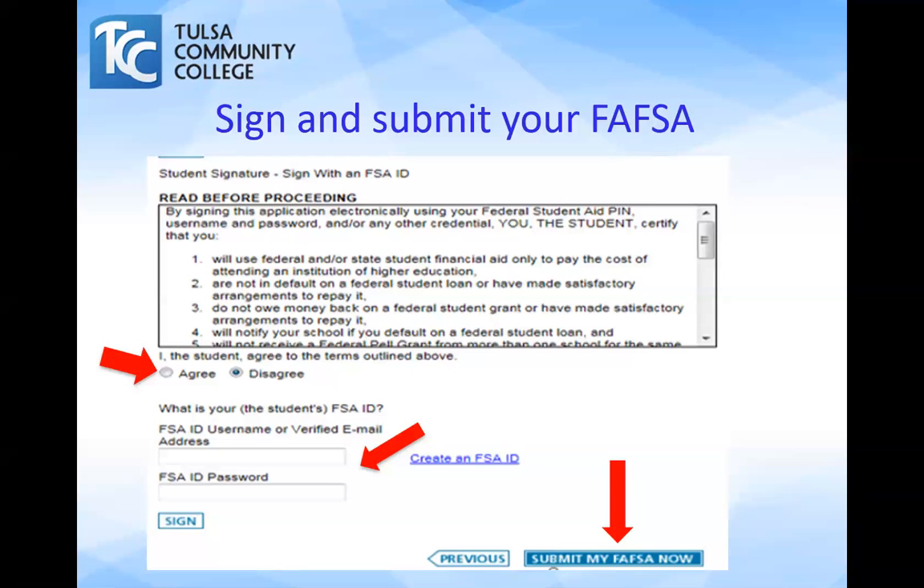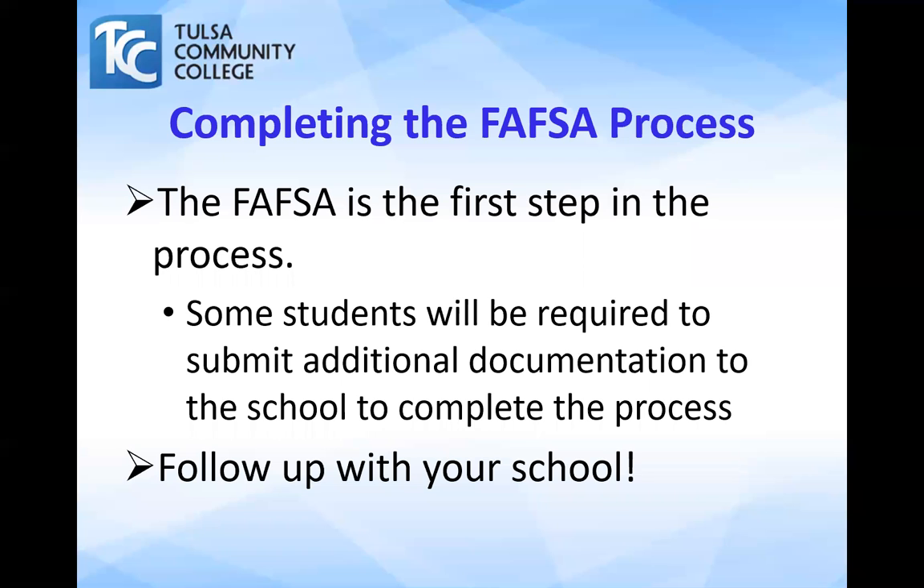When your FAFSA is complete, you must agree to the terms and conditions, sign it using your FSA ID, and click the Submit My FAFSA Now button. If you are required to provide parent information, a parent will need to sign the FAFSA as well. Once you submit the FAFSA, the school should receive it in 3 to 5 business days. Some students will be required to submit additional documentation to the school. It is important to follow up with the Financial Aid Office to determine what additional steps you might be required to take.